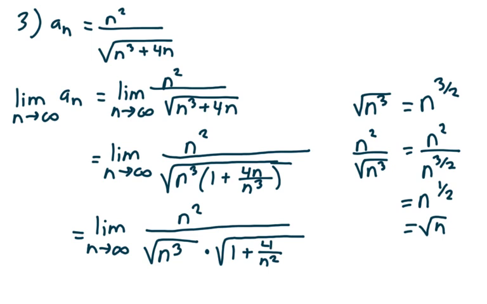Okay? And if I take 4n divided by n cubed, this is 4n divided by n times n squared, right? N times n squared is n cubed. The n's cancel, and we get 4 over n squared, and that's where I get this piece. Now, where do we go from here?